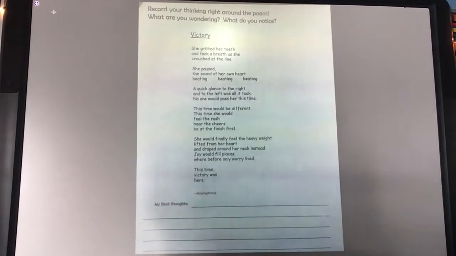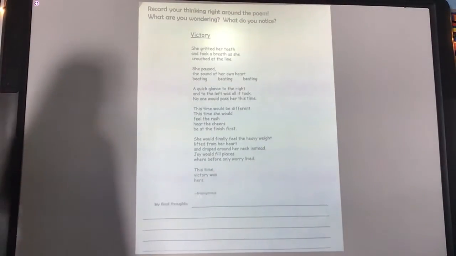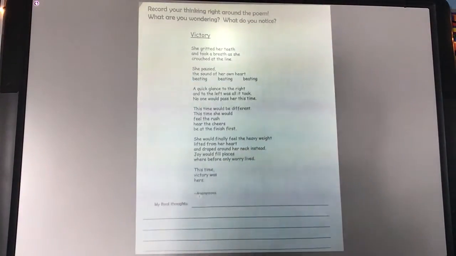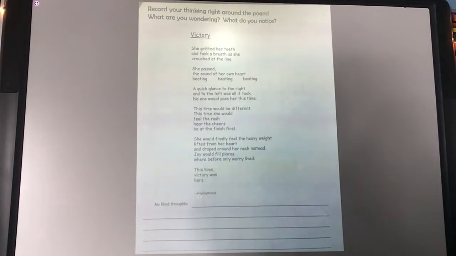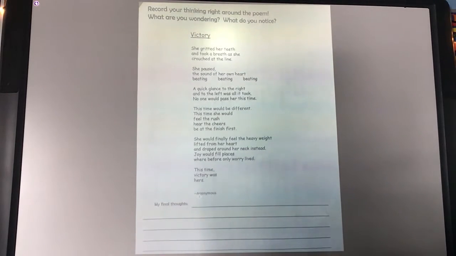All right, so we need to talk about some comprehension and some understanding of poems. So we're going to read this poem called Victory. The poet on this one is anonymous. You'll see that numerous times in poetry, sometimes in books, maybe comics too, where for whatever reason the poem or whatever was written is older, that we can't track down who wrote it, or the author isn't wanting to be known. They don't want their name in the public, okay?